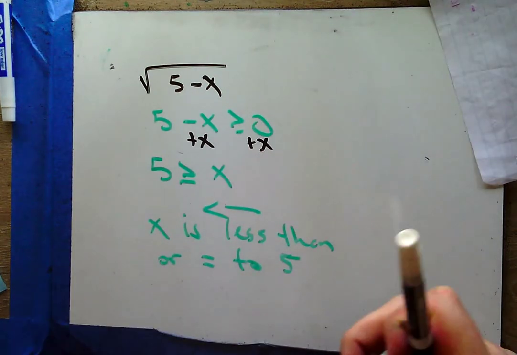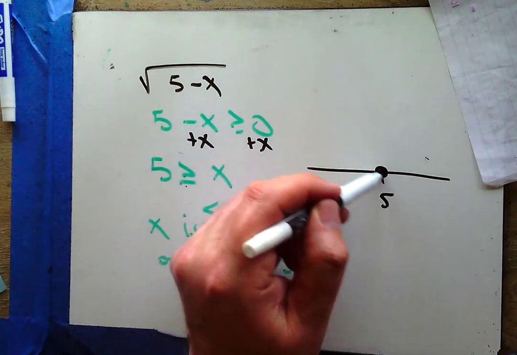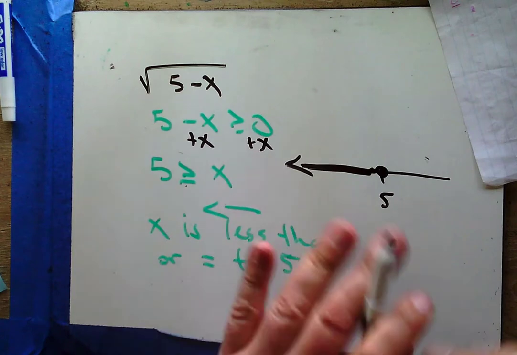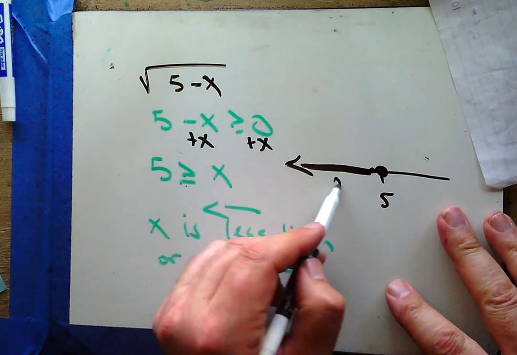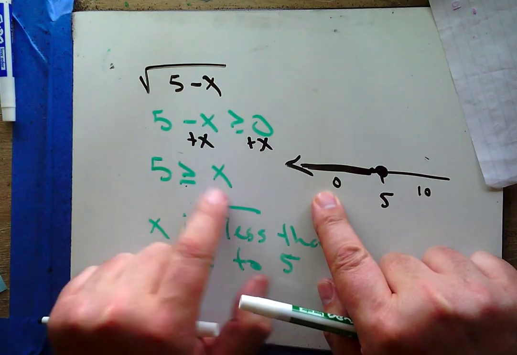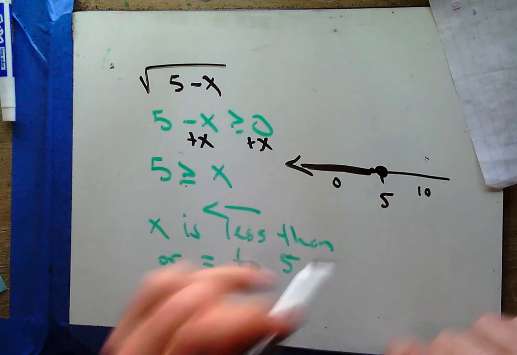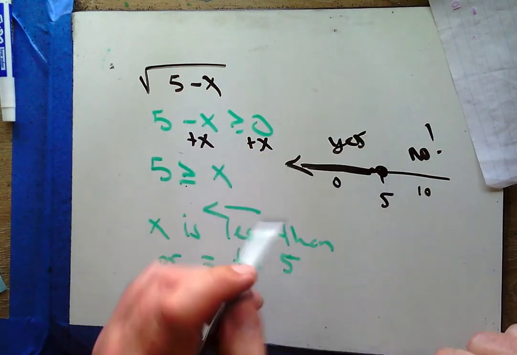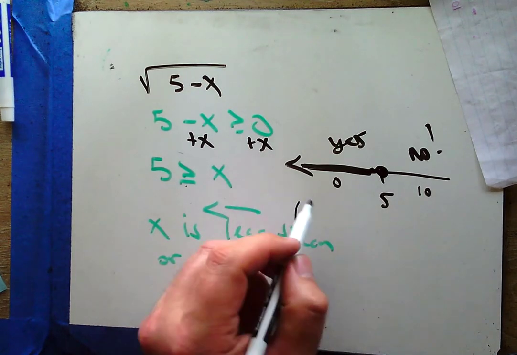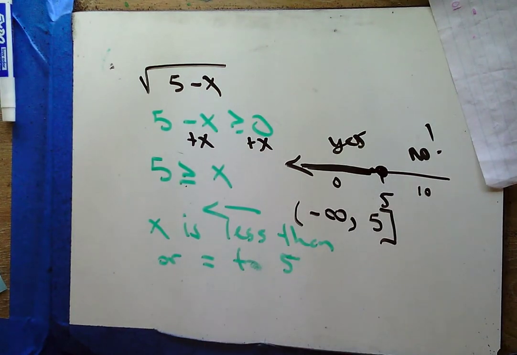So let's think about what this would be on a number line. Here's 5. Could be equal to 5, but it's also x is less than 5. I should be going over here. Again, if I'm not sure, I could plug in some values, like 0 and 10. So if I plug in a 0, is 5 greater than or equal to 0? Sure. If I plug in a 10, is 5 greater than or equal to 10? No way. So it's over here. And so how do we write that domain? Well, remember we always start with the smallest value, that's negative infinity, and go to the highest. And so there's our answer.